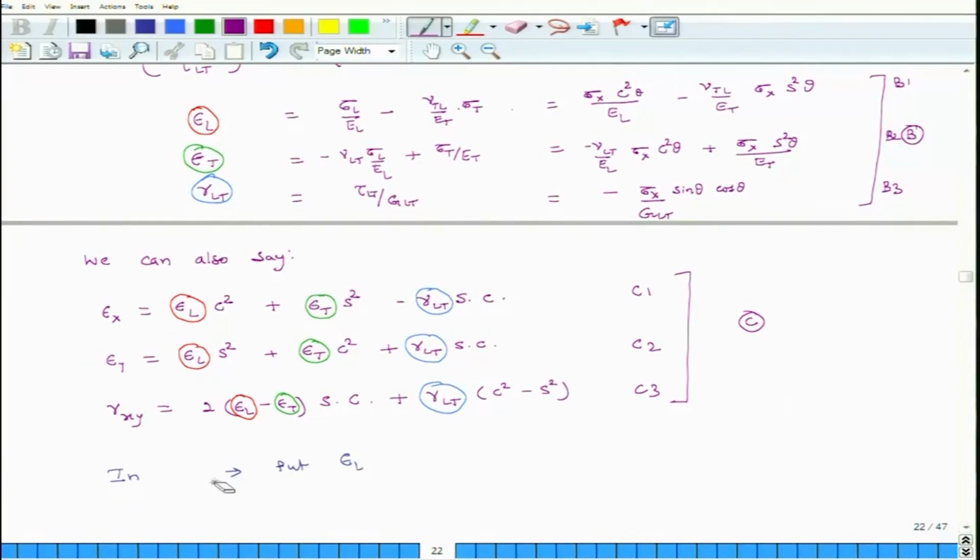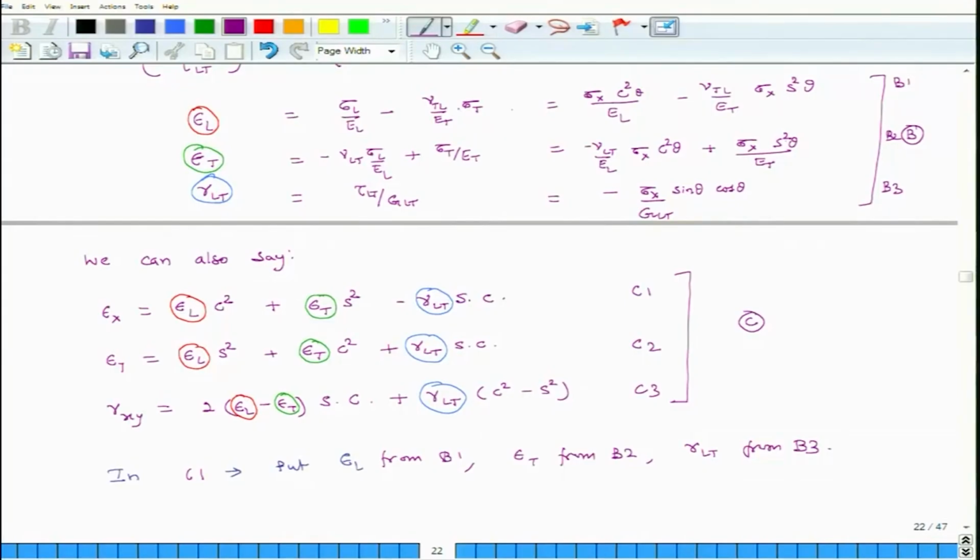So, in equation C1, put epsilon L from B1, epsilon T from B2 and gamma LT from B3. Once we do that, what we will get is a long expression which will involve only epsilon x.